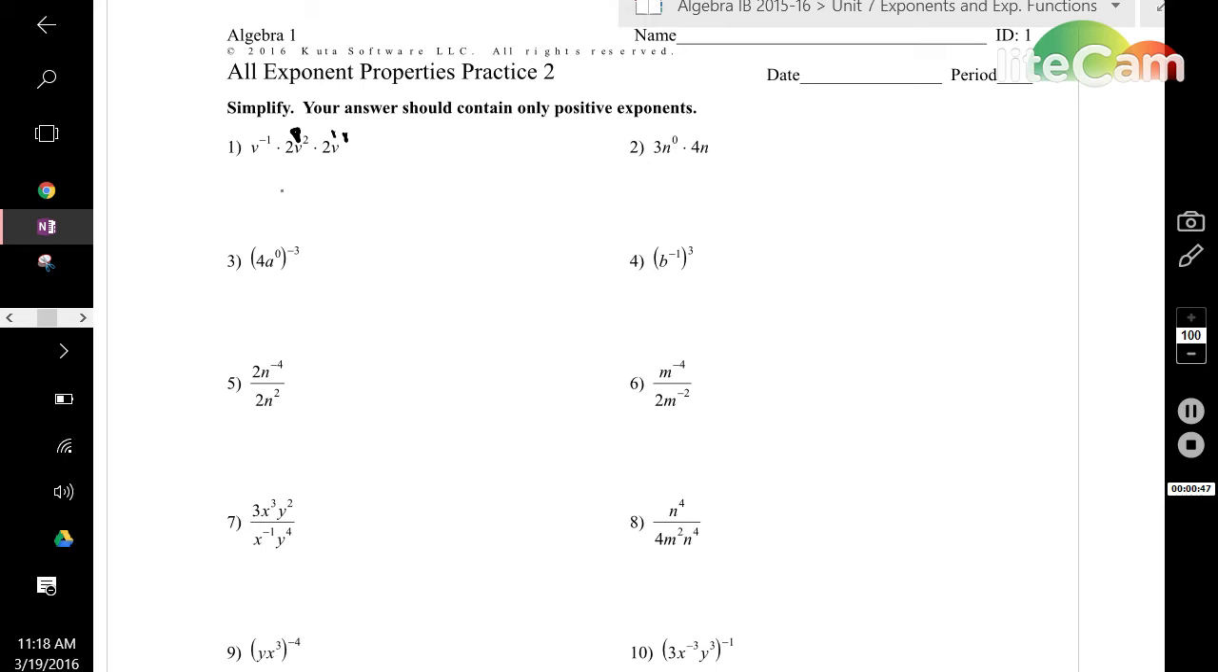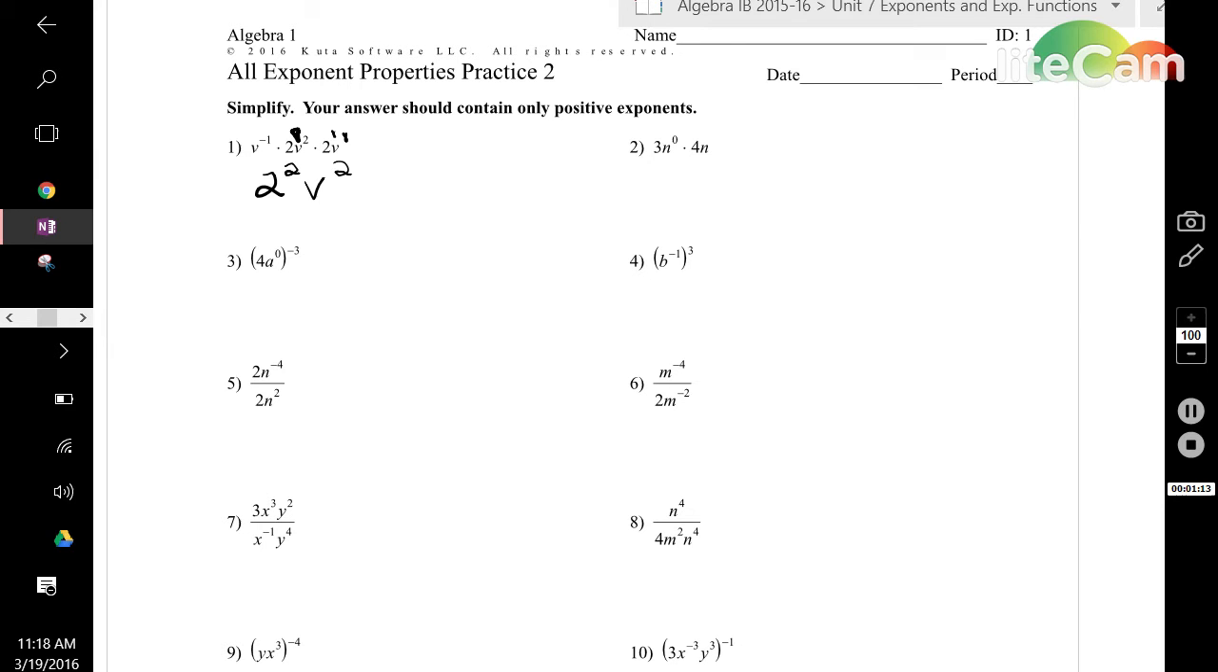So I'm going to start with the like bases of 2. Each exponent is a 1. 1 plus 1 is 2, so I end up with 2 to the second power. For the v's, if I add the v's, negative 1 plus 2 is 1, plus another 1 would be 2. So I have v to the second power.